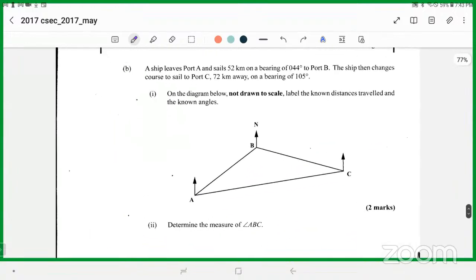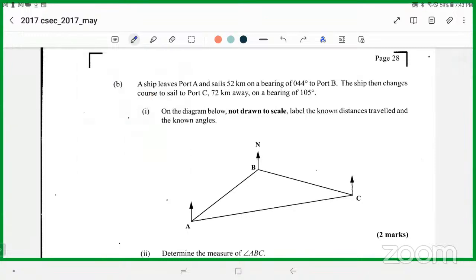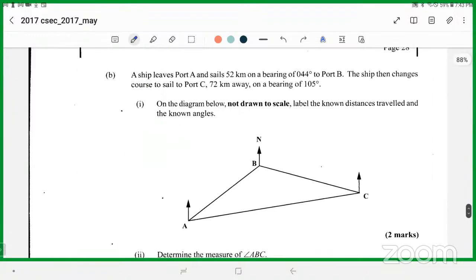All right, bearings now. Let's go. This question says a ship leaves port A right here and sailed 52 kilometers on a bearing of 044 degrees to port B. That's this journey they're talking about. Remember, the bearing is measured from the north line clockwise. So this is the angle that is 44 degrees. Let's put it on there.